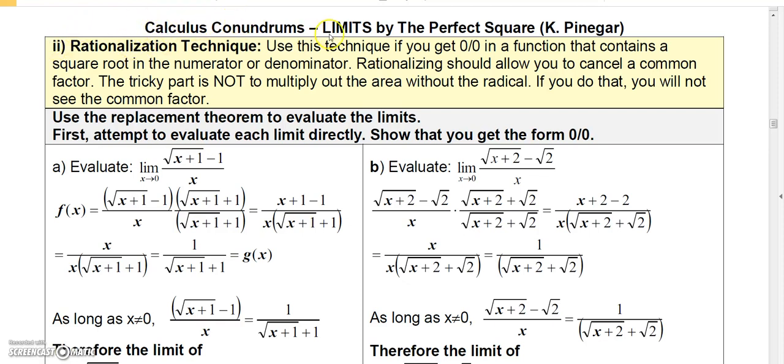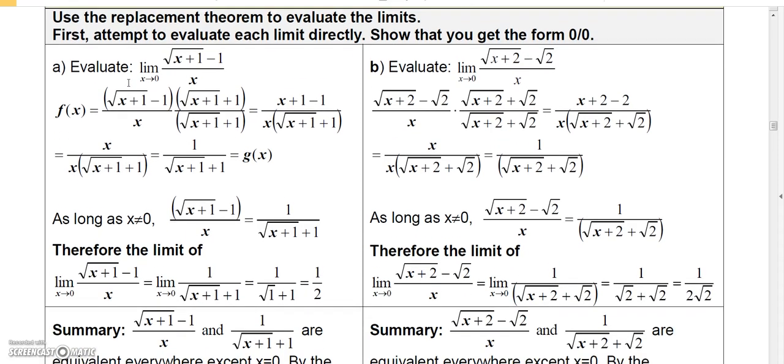Calculus Conundrums, limits by the perfect square. Now we're going to continue on using the replacement theorem to evaluate limits, but this time I'm going to show you that when you have radicals, it's best to use the rationalization technique. So let's take a look at a couple of examples.